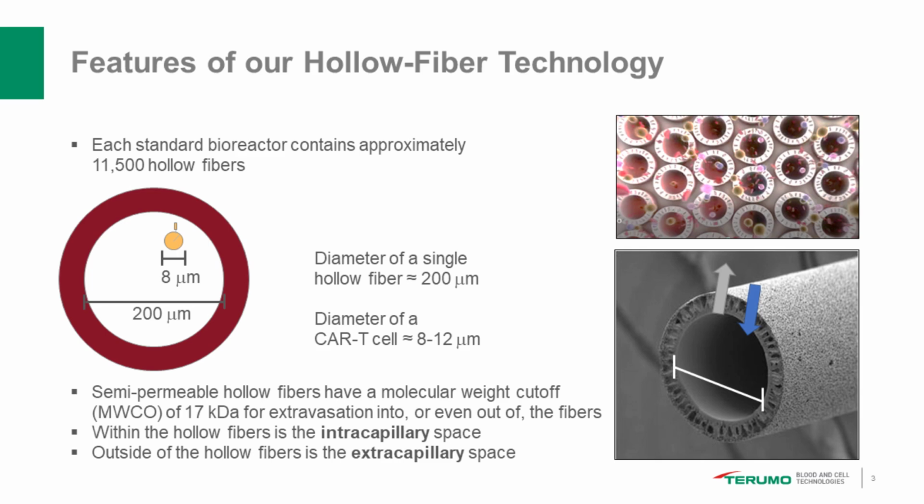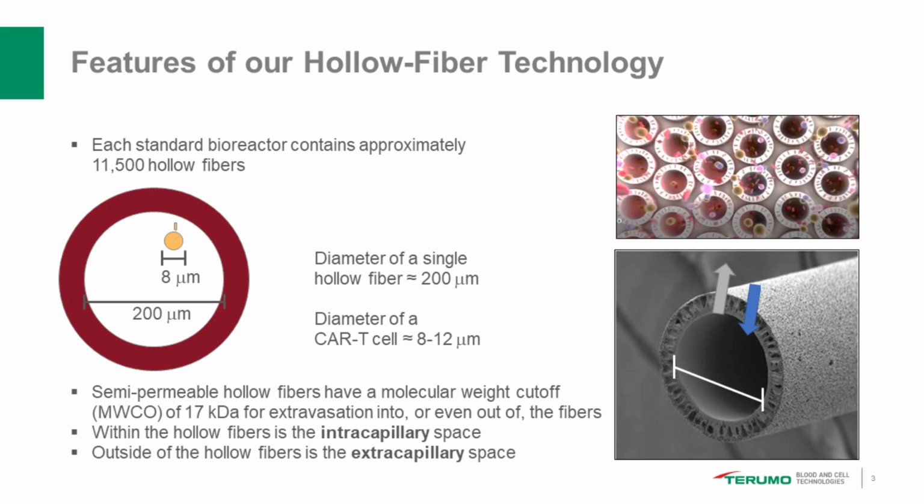In order to explain how our hollow fiber biotechnology works: as you recall from the previous slide, the standard bioreactor is the larger size with the 2.1 square meters. Each one of those bioreactors contains approximately 11,500 hollow fibers. As you can see on the right-hand side of the screen, the hollow fibers are arranged and stacked into those bioreactors. The diameter of each hollow fiber is approximately 200 microns, which is quite a large lumen size if you think of an average cell being in the range of 8 to 12 microns.